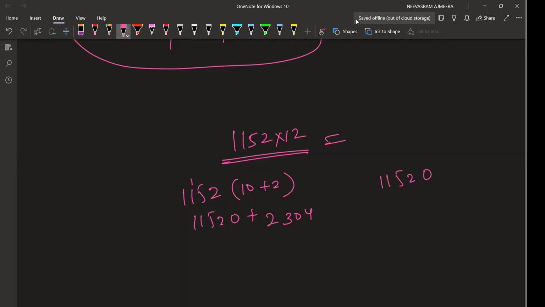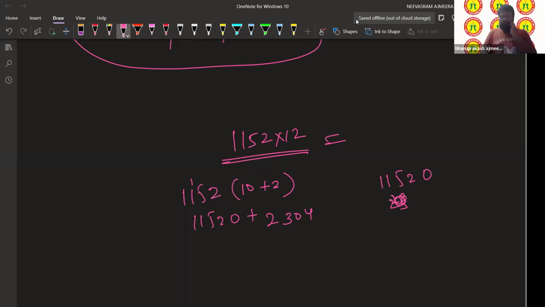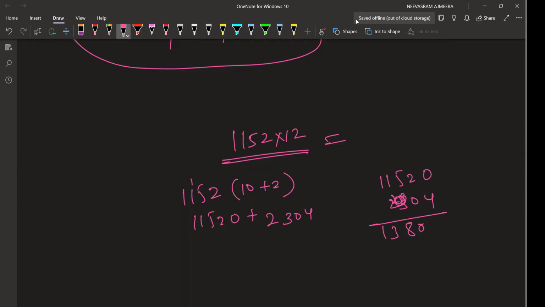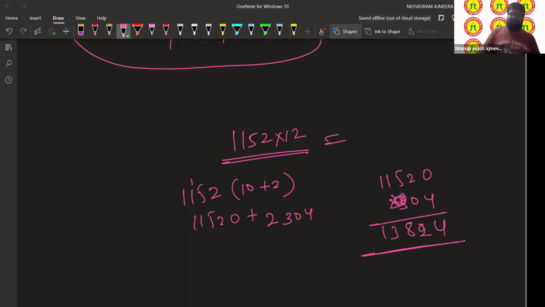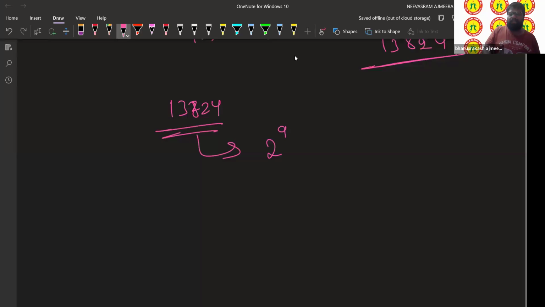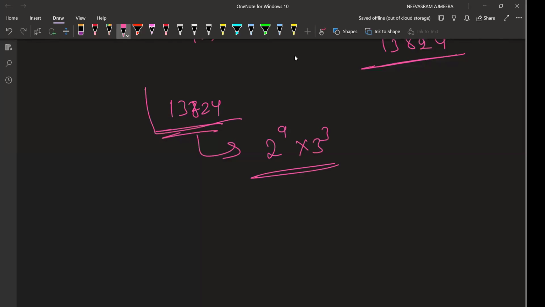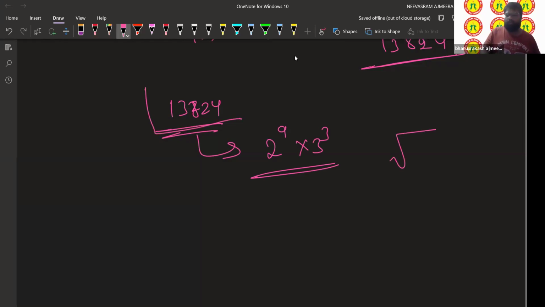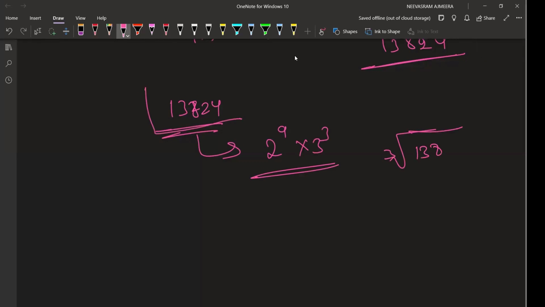Sir, may I say the answer? Yes. Sir, the answer is 13,824. Now you go for prime factorization of 13,824. You'll again find the answer would be 2 power 9 into 3 cube. Sir, what is the cube root of 13,824?